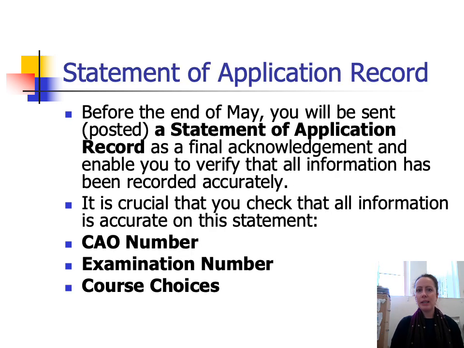Before the end of May, each student will be either emailed or posted a statement of application record, and this is sent out to ensure that all your details are correct: your CAO number, your exam number, and your course choices. The course choices, you will have the change of mind on those, but it is crucial that you check the CAO number and exam number are correct on this for future offers that you may receive.